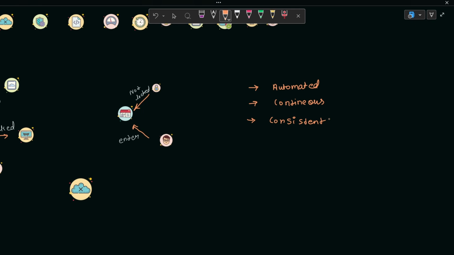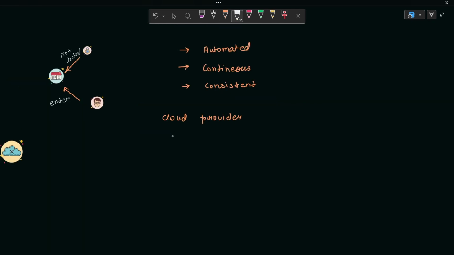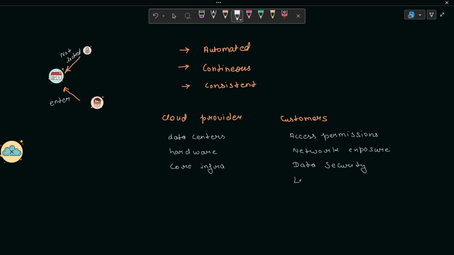When it comes to securing a cloud platform, it is a shared responsibility of both cloud providers and customers. Cloud providers are responsible for physical data centers, hardware, and core infrastructure, and customers are responsible for maintaining their access permissions, network exposure, data security, logging and monitoring of all their applications and network. If a resource is exposed, it is usually due to the customer configuration, not a cloud provider failure. Understanding this responsibility is very essential for DevOps teams.